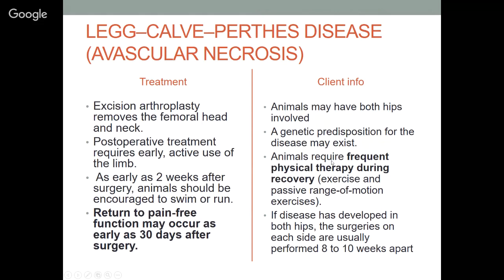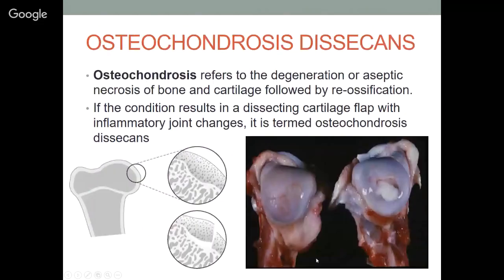Animals do require frequent physical therapy during recovery, so exercise, passive range of motion exercises, because we want that joint to be usable. And in order to be usable, that scar tissue needs to be somewhat movable. If it develops in both hips, the surgeries on each side are performed usually 8 to 10 weeks apart. We need to allow some healing.